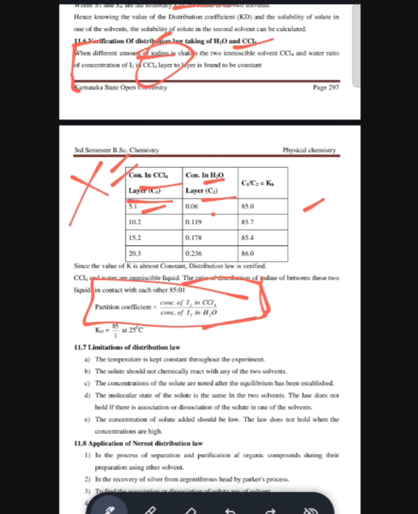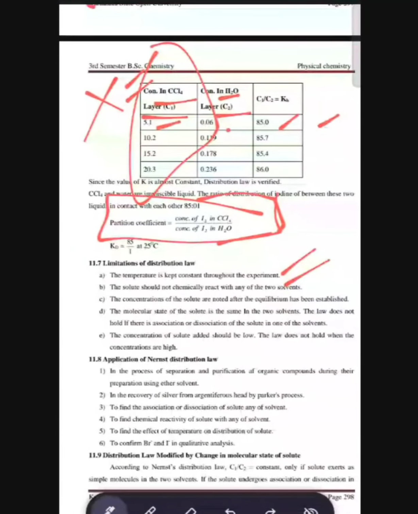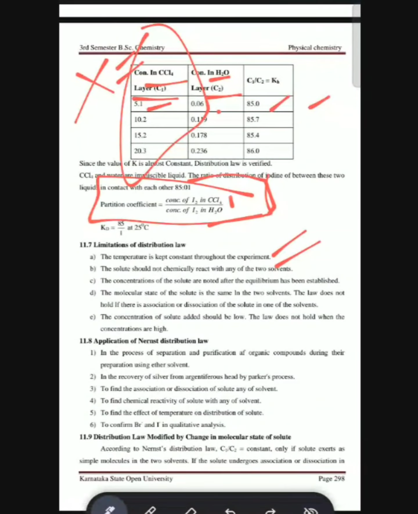And limitations of distribution law. Next, the temperature is kept constant throughout the experiment. If the temperature is varied, the concentration may also vary, and even the concentrations of solvent A and solvent B will be varied. So the temperature should be kept constant.